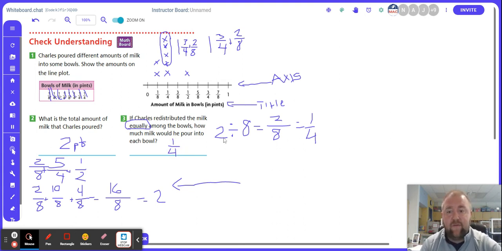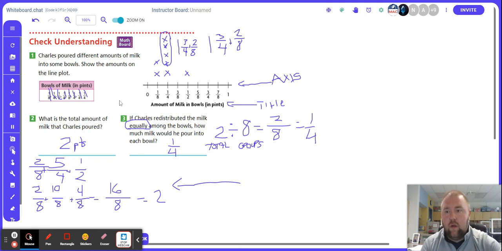So again, anytime you're finding the average or you're redistributing equally, you're taking the total and you're dividing it by the groups. How many groups? And in this problem, we had 8 bowls. So that's how we would find the amount each would get if it was redistributed equally.